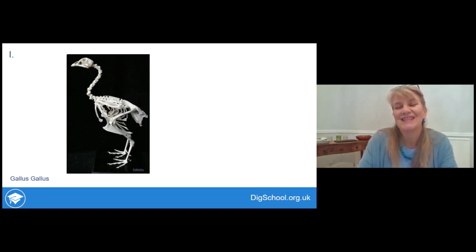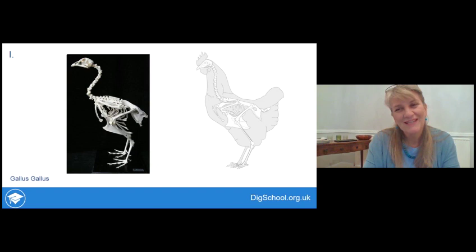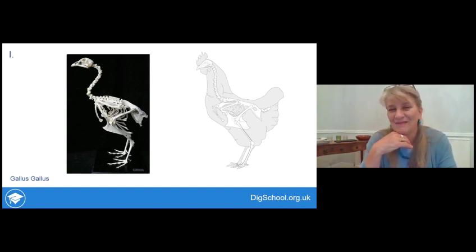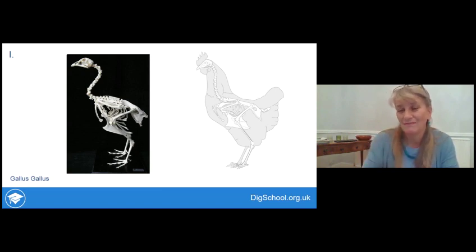And here's Gallus gallus. What do you think this one is? Okay, you've had a chance to think about what this is. I suspect you might have got this right. It is, of course, the chicken. Again, very familiar, domesticated bird, used extensively for food, particularly now.